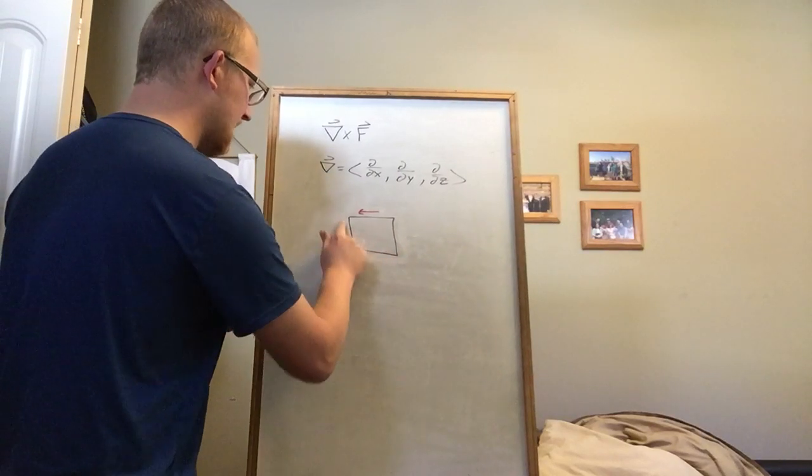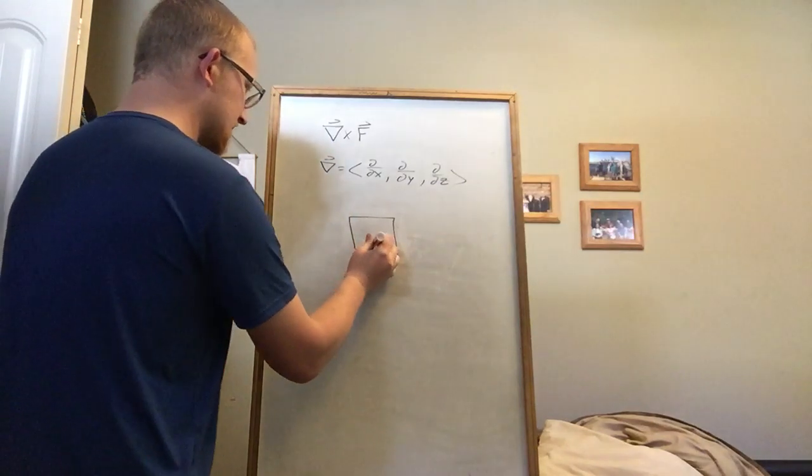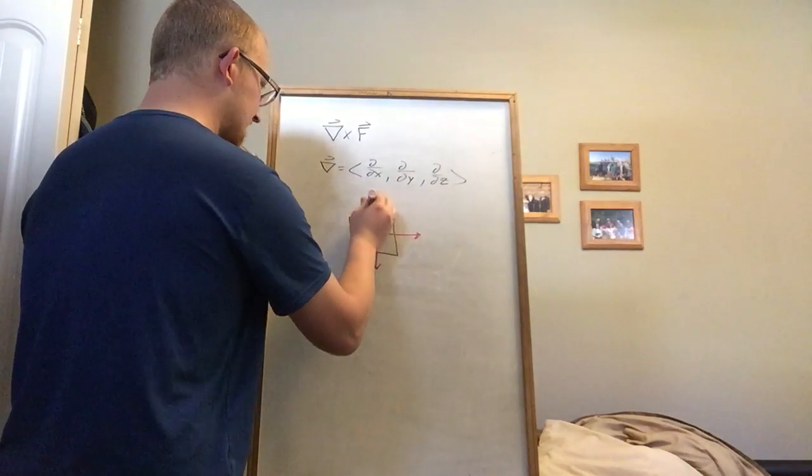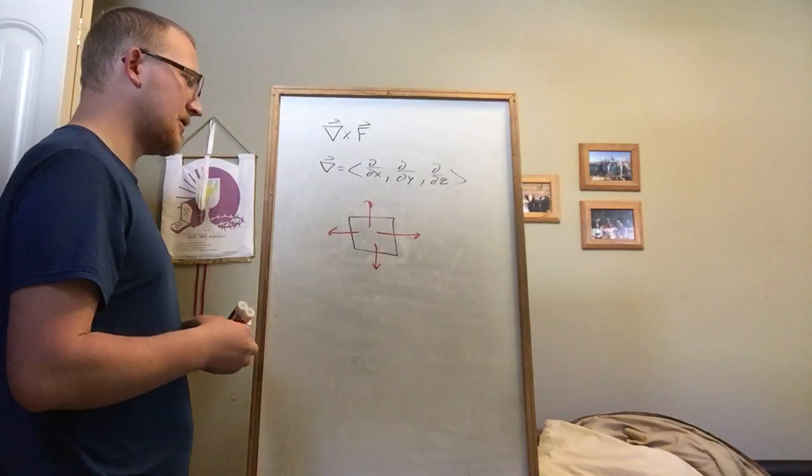And of course, if you have lines all just going out perpendicular, there's no twisting motion being caused by that field now, and so the curl would be 0.